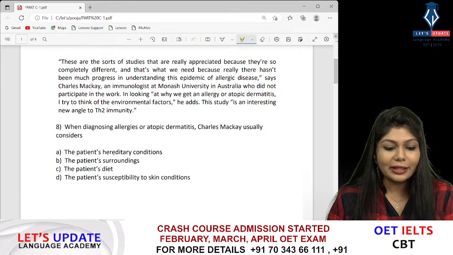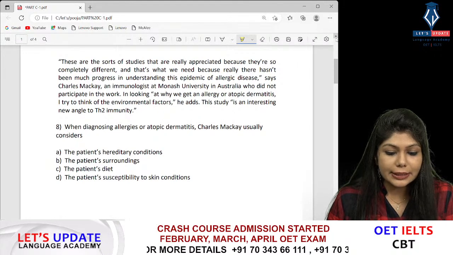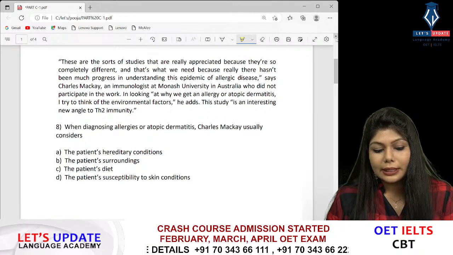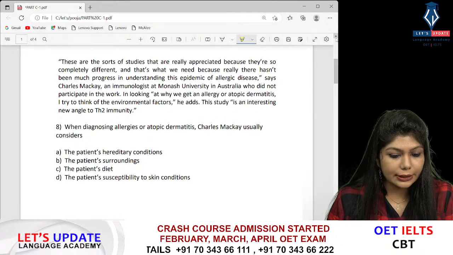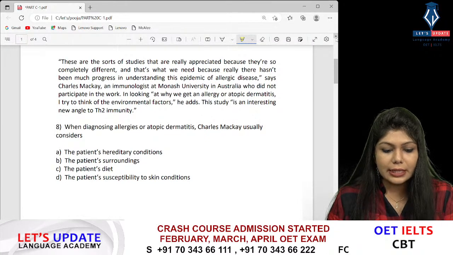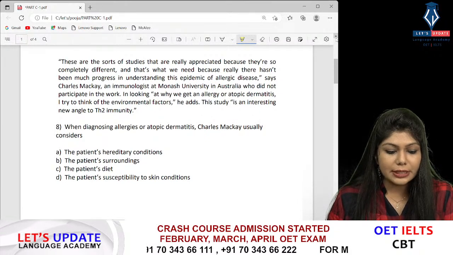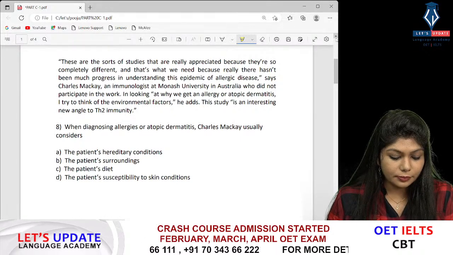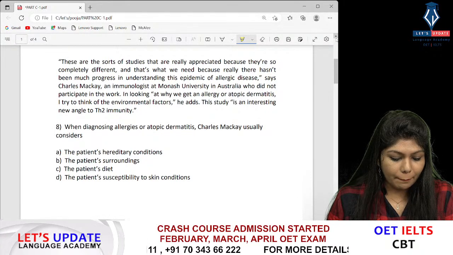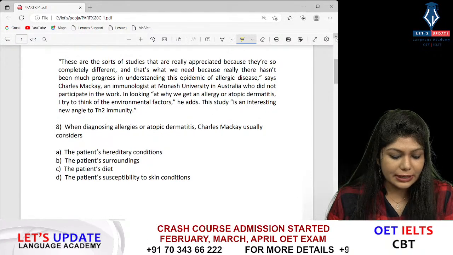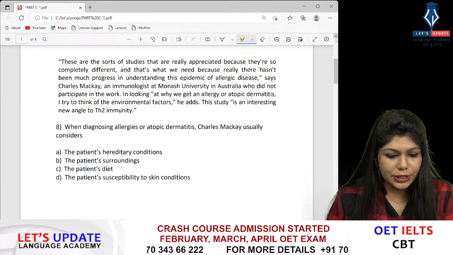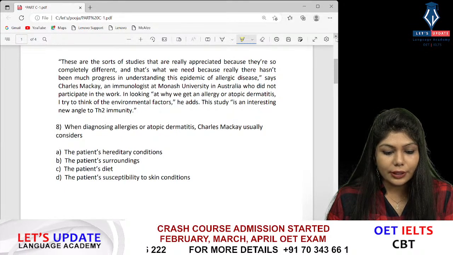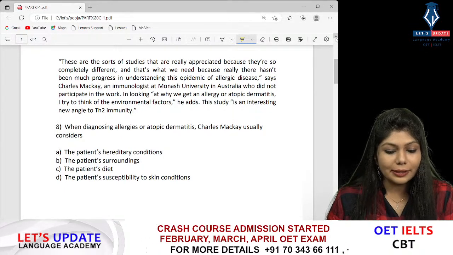That's a paragraph. And the question was, when diagnosing allergies or atopic dermatitis, Charles Mackay usually considers what? The options are A, the patient's hereditary conditions, B, the patient's surroundings, C, the patient's diet, D, the patient's susceptibility to skin conditions. What do you think the answer is? I can see Princey Dennis commenting option B as the answer. Any other answers? I want more of you to join in and put in your answers.